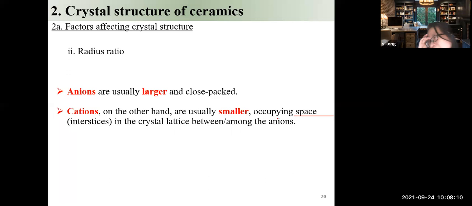You can imagine, anions are always accepting the electrons from cations, right? They're receiving something, so they're bigger. The cation is giving something, so they're smaller. So anions are larger, so close packed. The cations stay in the interstice, between the anions.